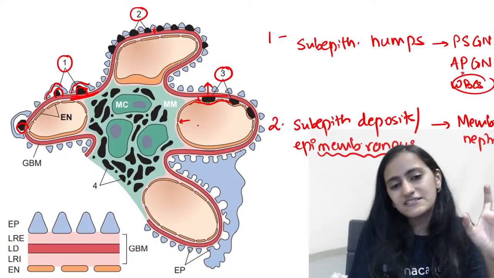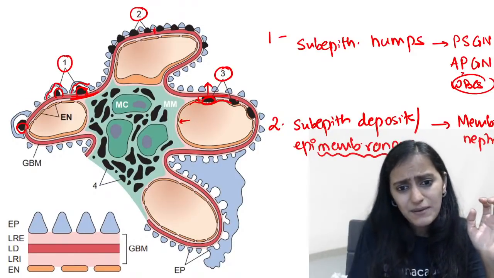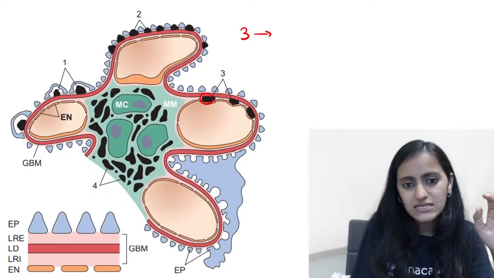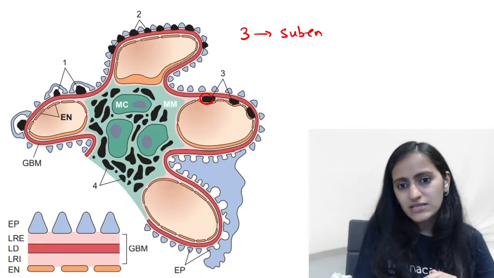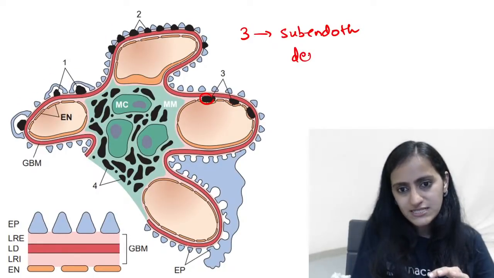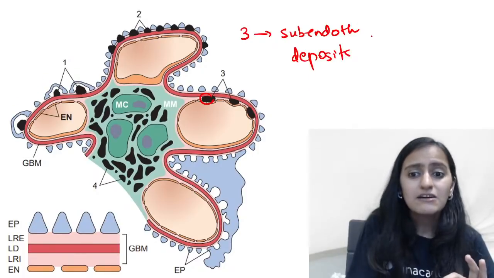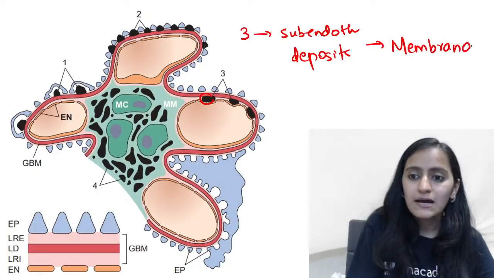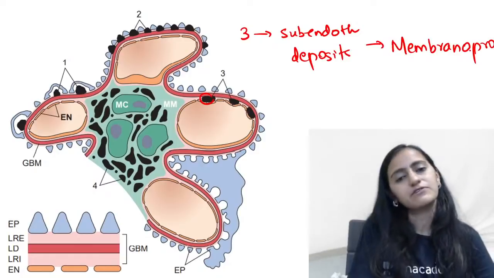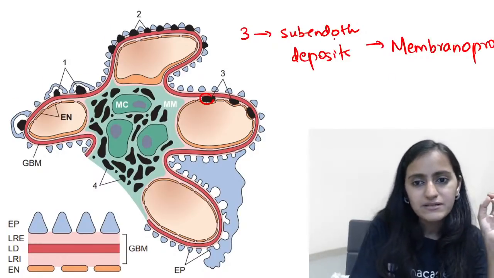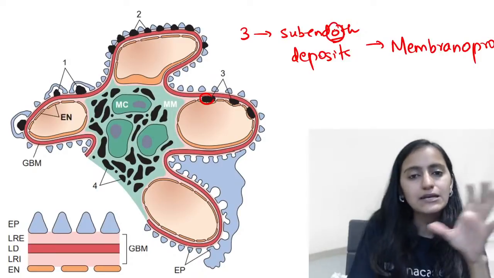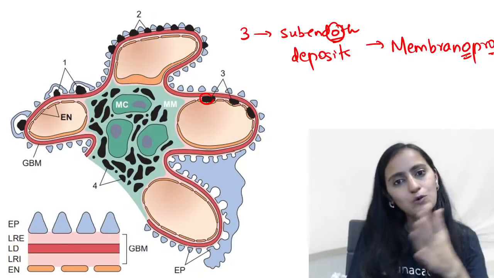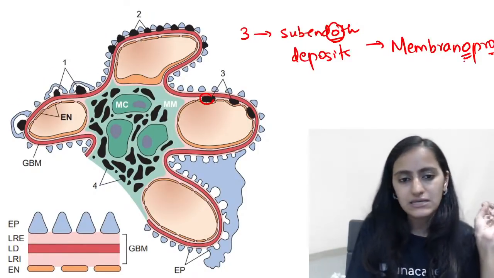The endothelium is fenestrated. So these are subendothelial humps. Number 3 that you see here, they are towards the endothelium. So these are subendothelial deposits, which are seen in membranoproliferative glomerulonephritis. How do we remember that? Endothelial, endo is O, all your O, membranoproliferative. Membranoproliferative, OO is subendothelial deposits.